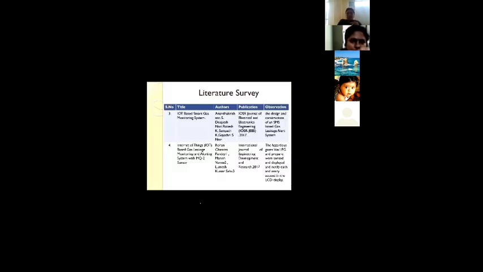The third paper is the IoT-based smart monitoring system. In this paper, they make the previous one a smart one. They sense the surroundings.